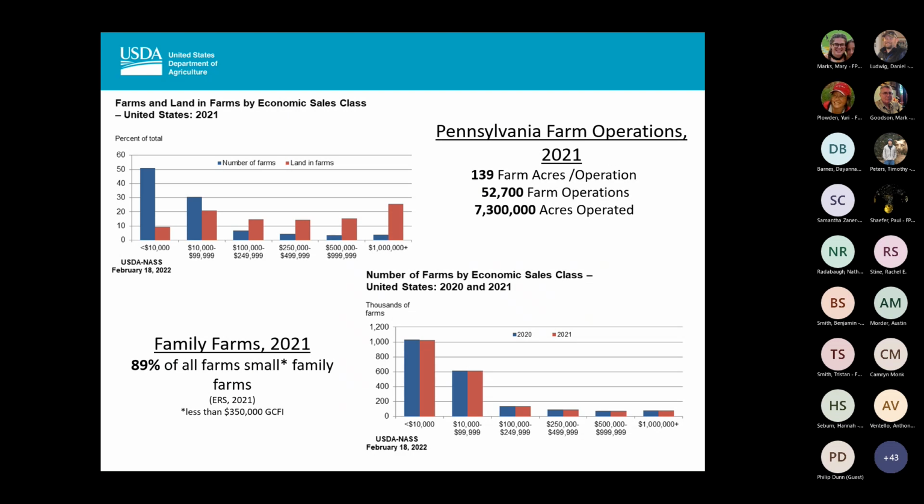So kind of switching gears here. These are some interesting statistics that I got from the National Agricultural Statistics Service, NASS. But looking at Pennsylvania farm operations in 2021, that was our last survey. There's 139 farm acres per farm in operation on average in Pennsylvania, with almost 53,000 farms in operation and just about 7.3 million acres. So we're a pretty agriculturally dense state.